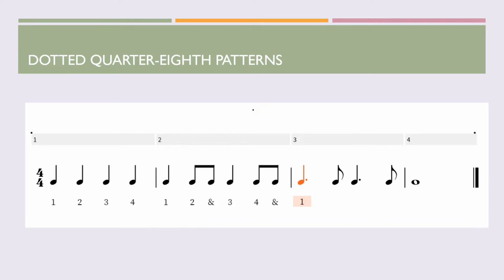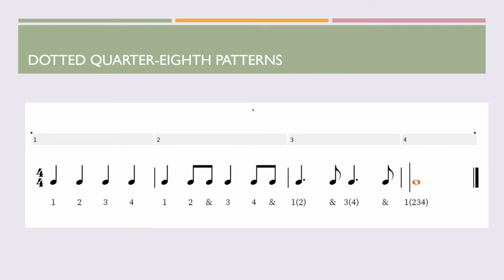Now remember, the dotted quarter note gets a whole beat plus the first half of the next beat. So we're going to write 2, this is and, 3, it gets all of beat 3 and the first half of the next beat, which is beat 4, and then the whole note gets 4 beats.